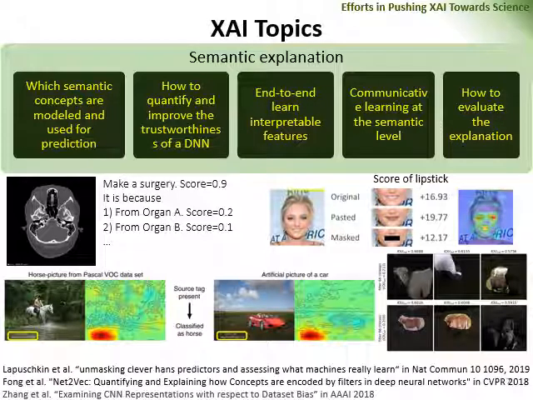Based on the interpretability of features, people may even communicate with the neural network and let the neural network learn at the semantic level, in communication with human beings. And the final issue for the schematic explanation is how to evaluate the explanation, because we do not know the ground truth explanation for the network. So the evaluation of the explanation is a very important but very challenging issue nowadays.